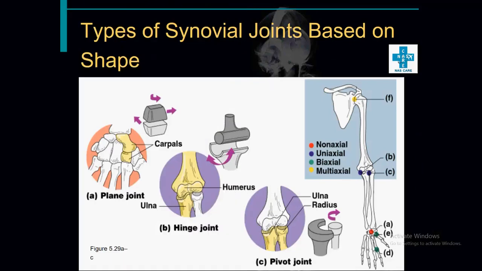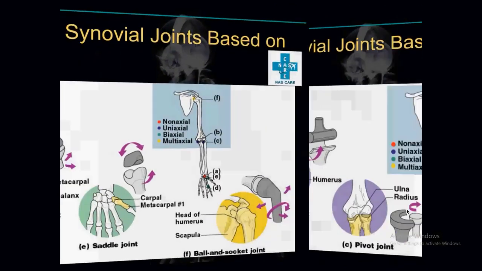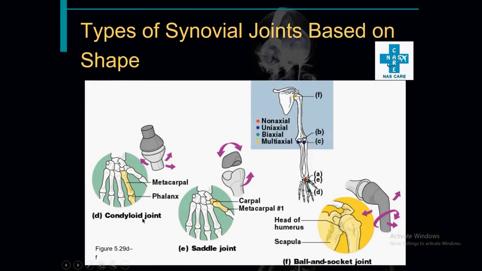Types of synovial joints based on shape: the plane joint, hinge joint, and pivot joint. We saw the hinge joint between the ulna and humerus, and the pivot joint between the ulna and radius. Look, this is the shape of that. And the condyloid joint, saddle joint, and ball and socket joint between the head of humerus and scapula. Carpal and metacarpal is a saddle joint example, and metacarpal and phalanx is a condyloid joint.